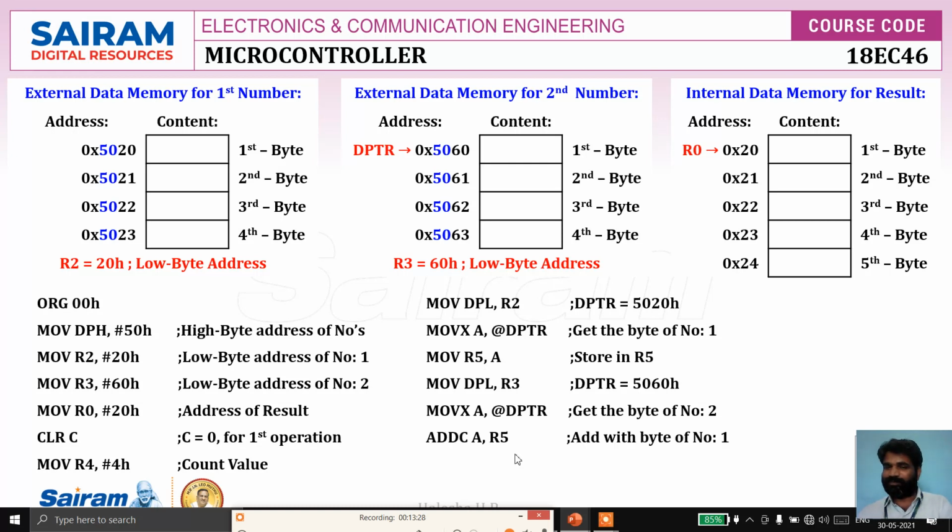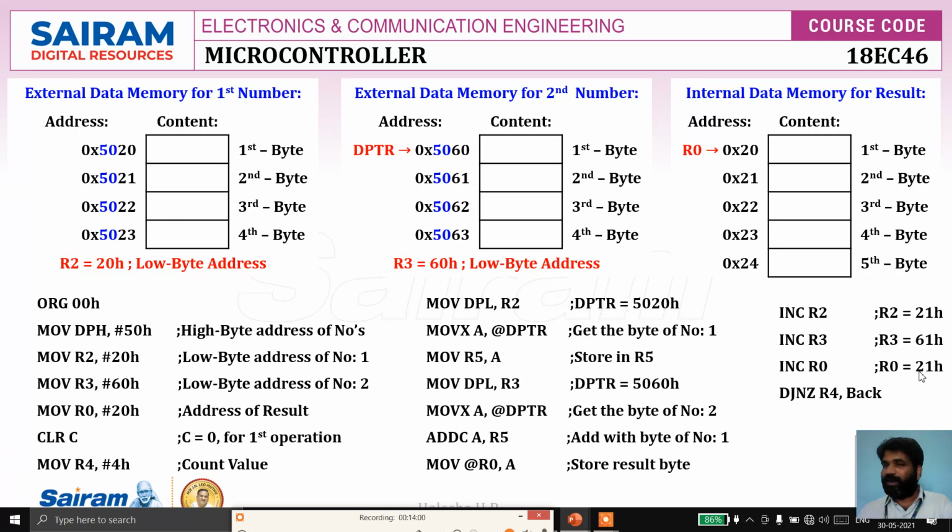So say ADDC A, R5, add with the byte of number 1, and store the result into R0. Store the result into R0. Clear now? And then what are we supposed to do? We need to increment the low byte addresses of number 1 and number 2, which are at R2 and R3, and as well we need to increment R0. So increment R2, increment R3, increment R0. And then DJNZ back to the first instruction.